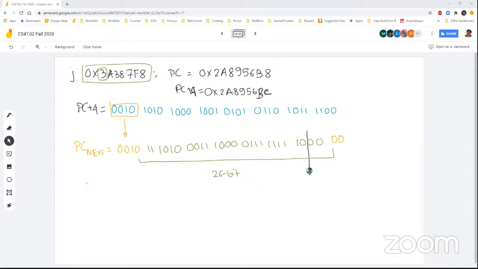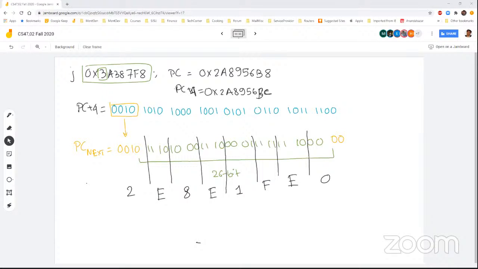Grouping by 4, that will become 2, this is 8, 12, 14. 14 is E. 8, 12, this is also 14, which is E, 1, F, E, 0. So 2, 8, E, 1, F, E, 0.